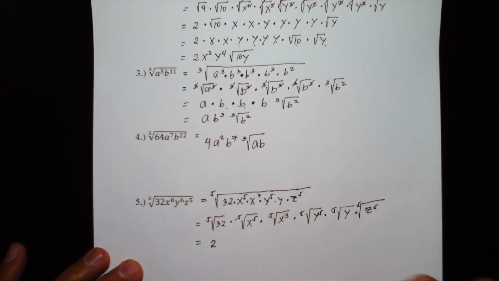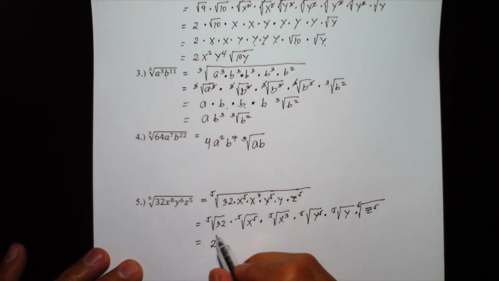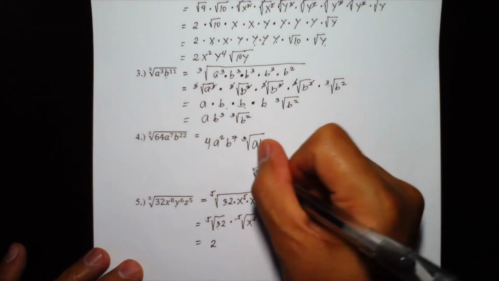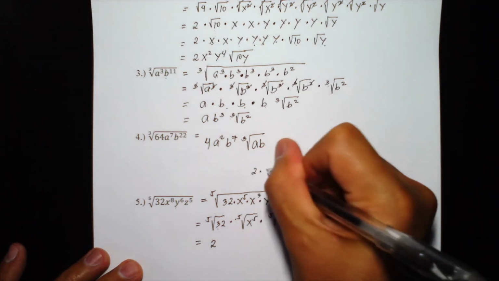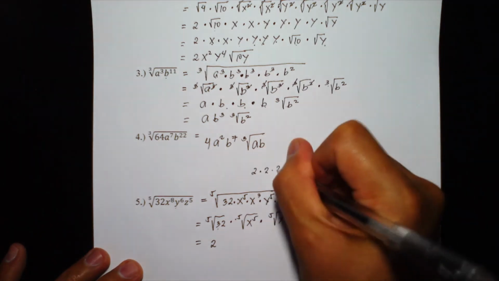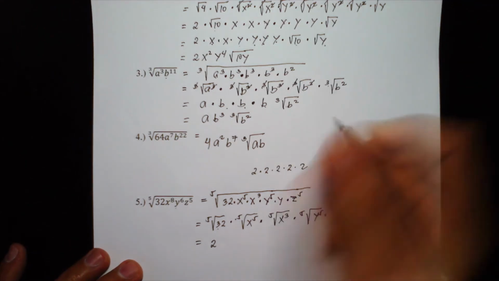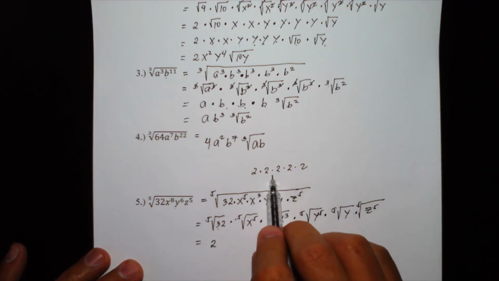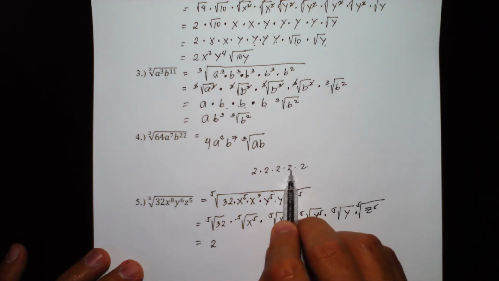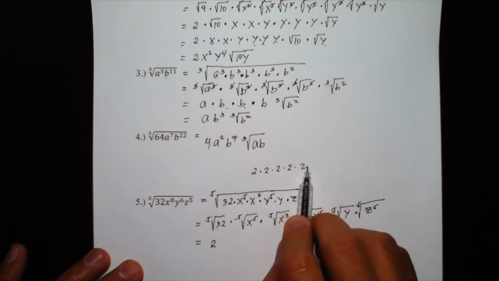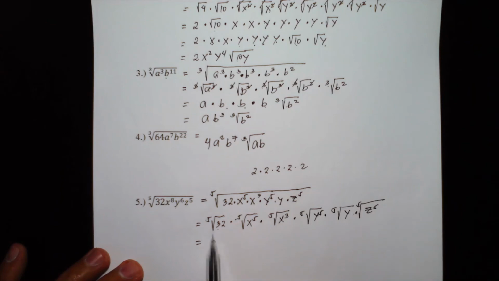How do we do that? When you say fifth root of 32, it multiplies 2 five times. So we have 2 times 2 times 2 times 2 times 2. 2 times 2 is 4, times 2 is 8, 8 times 2 is 16, times 2 is 32. Therefore, the fifth root of 32 is 2.